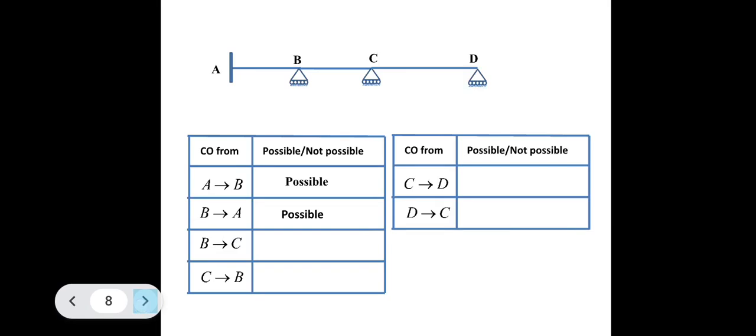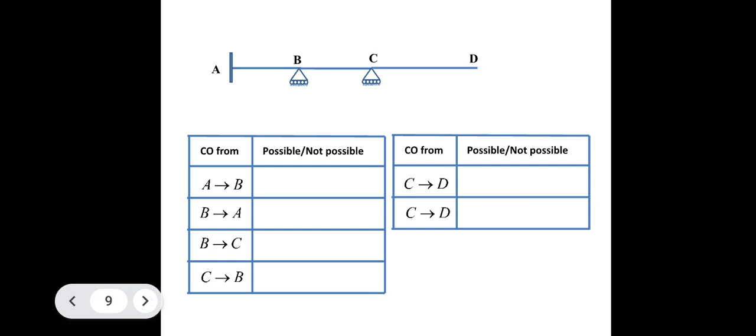If we apply some moment at B, will it be carried over to C? Answer is yes, because C support is continuous. If you apply some moment at C, it will carry over to B also. If you apply some moment at C, will it be carried over to D? Just observe, D is a simple support and as per our rule, carryover is not possible to simple support. But if you apply some moment at D, C support is continuous, so carryover is possible.